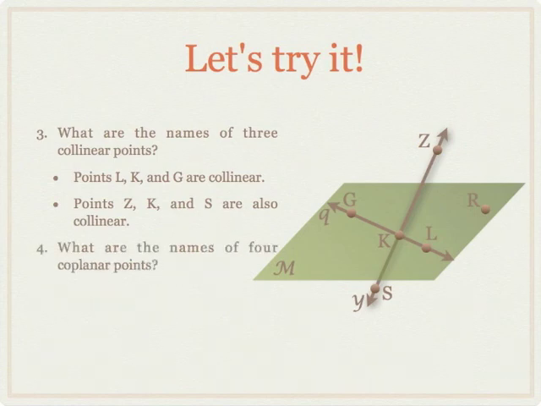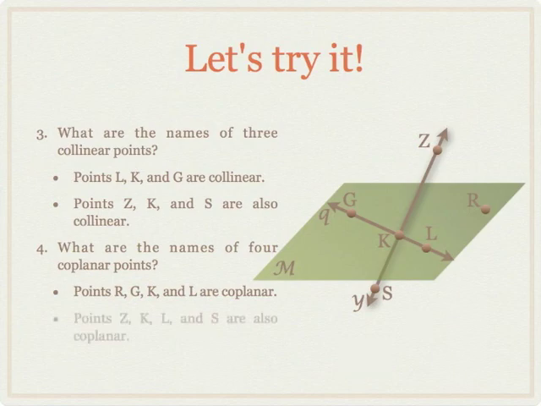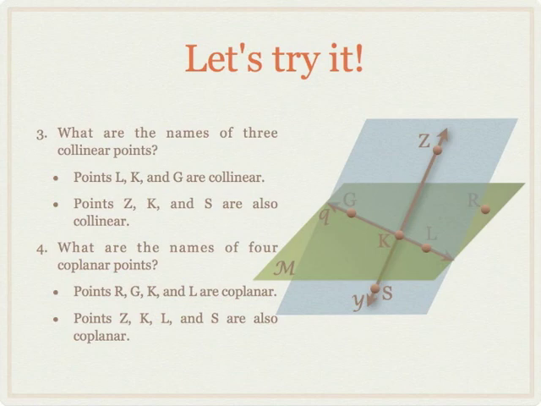Another quick question. What are the names of 4 coplanar points? The quick ones to notice are points R, G, K, and L. Simply remove line Y from the figure, and those are the only 4 points that are left. However, have you noticed that Z, K, L, and S are also coplanar? Just because a plane is not visible in the figure does not mean it's not there. There is a plane that comes down along line Y and includes points L, S, K, and G.